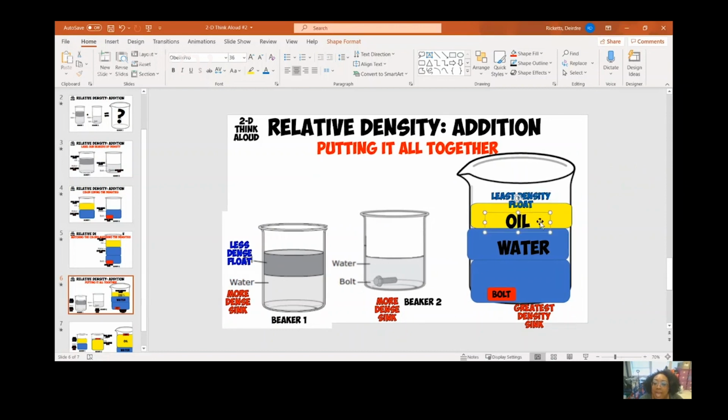So if you ask me to add beaker number 1 to beaker number 2, this is what beaker number 3 would look like. The bolt with the greatest density sinking at the bottom in the water, the oil floating on top of the water with the least amount of density. And we use our vocabulary terms, putting it all together. 3D to 2D. It's a good thing. World's your laboratory.